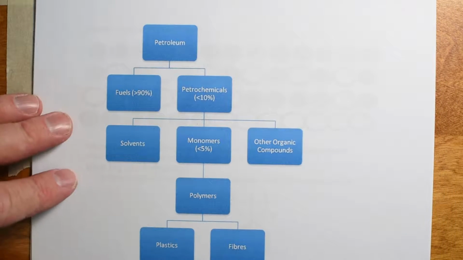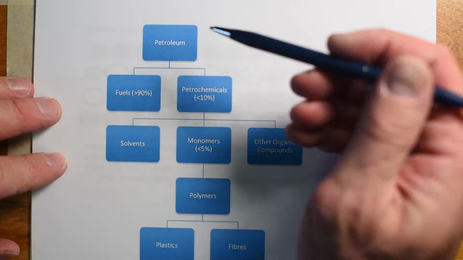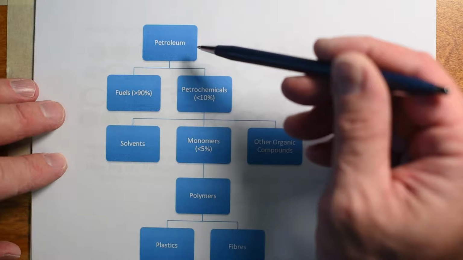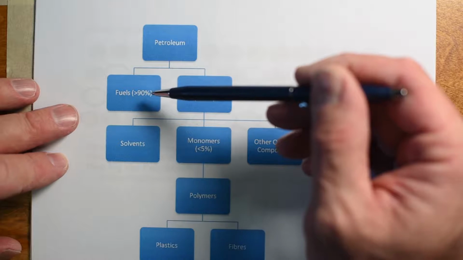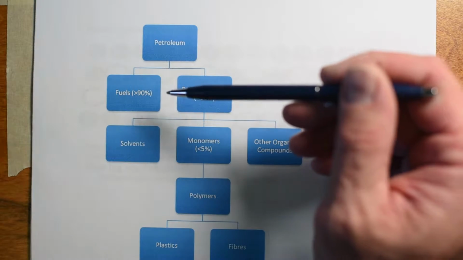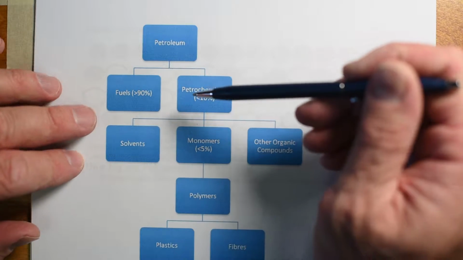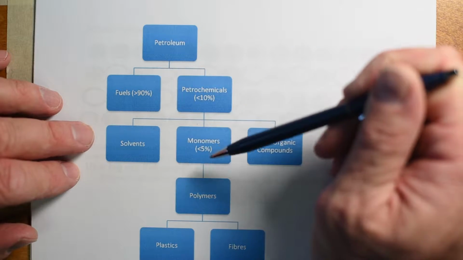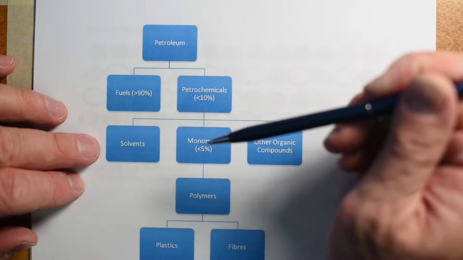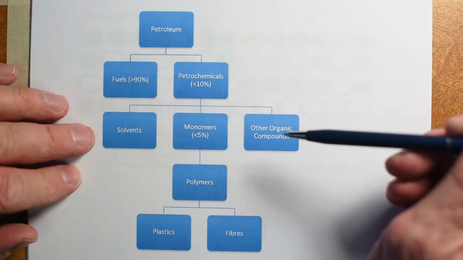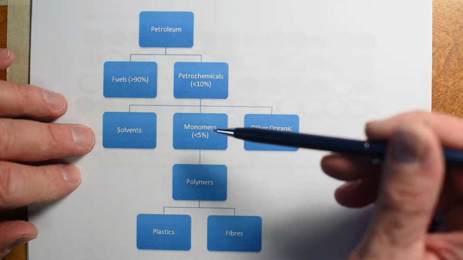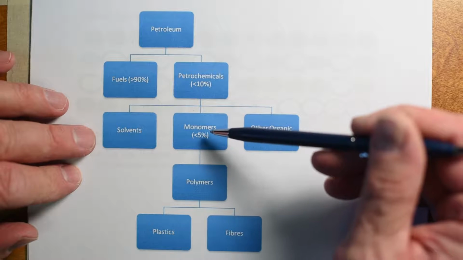Here's just something else I'll put in now. If we look at petroleum, like a lot of our polymers come out of oil wells, you'll notice that most of the petroleum that a barrel of oil provides goes into fuel. Some into petrochemicals, and we divide that up into solvents for carrying out things, cleaning and whatever, other organic compounds, and less than 5% go into monomers.